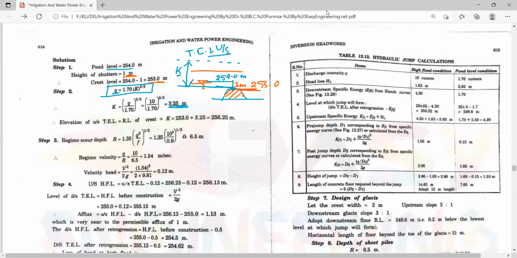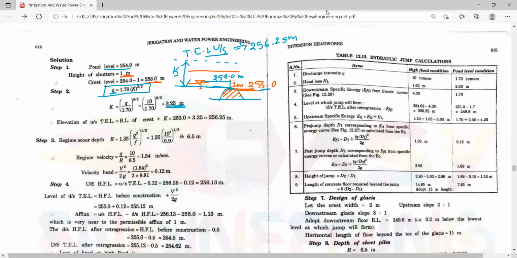So I want to calculate the total energy line now. So total energy line level will be equal to 253 plus K, which is 3.25. So this will be 253 plus 3.25, that will be 256.25 meters. So our total energy line on the upstream side has come out. Total energy line on the upstream side will be 256.25 meters. Okay. So now I am going to calculate.